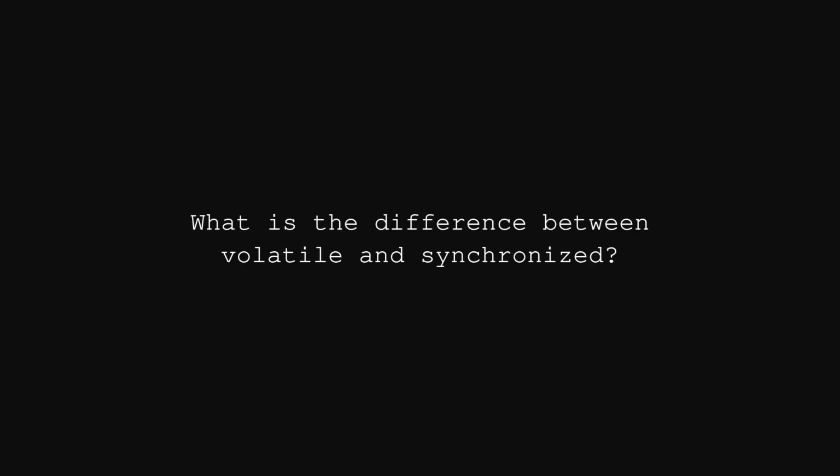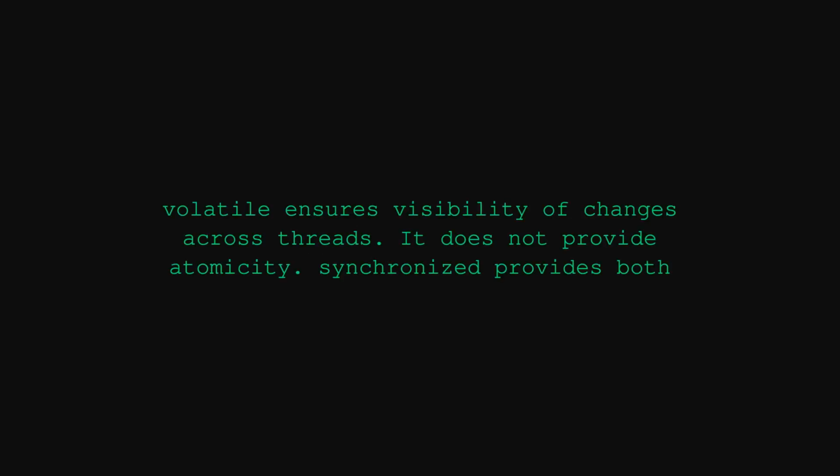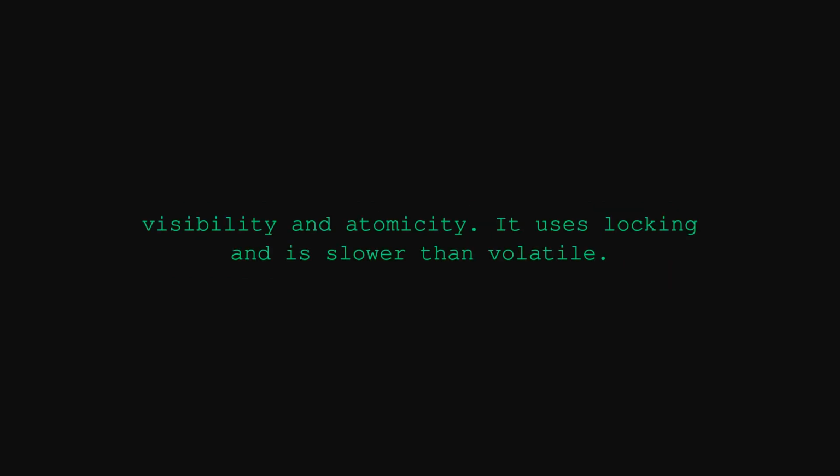What is the difference between volatile and synchronized? Volatile ensures visibility of changes across threads. It does not provide atomicity. Synchronized provides both visibility and atomicity. It uses locking and is slower than volatile.